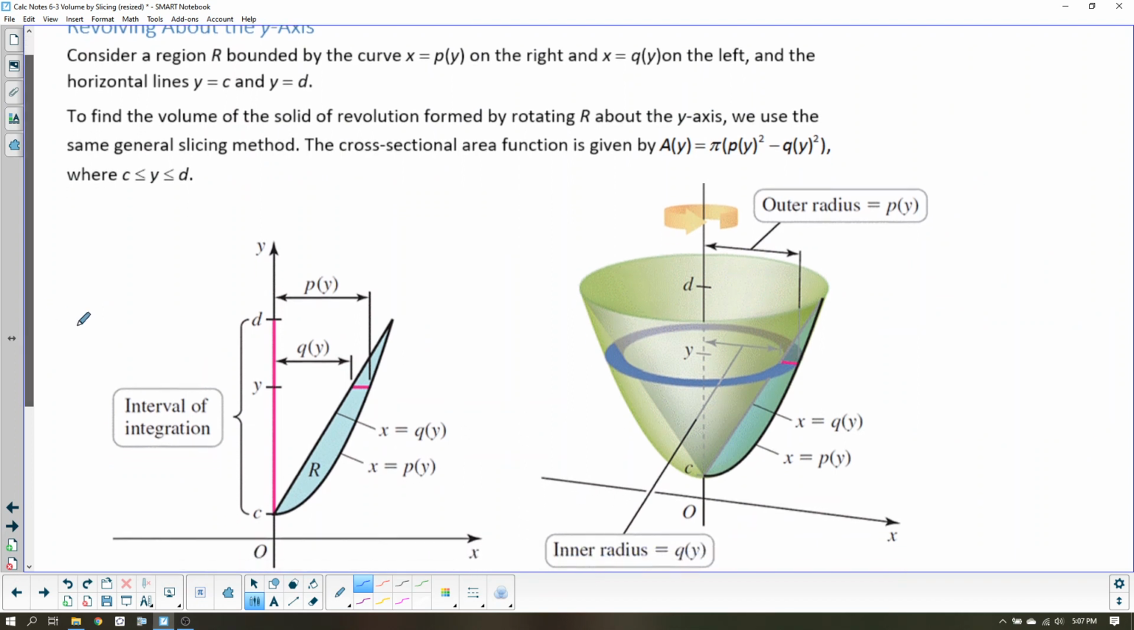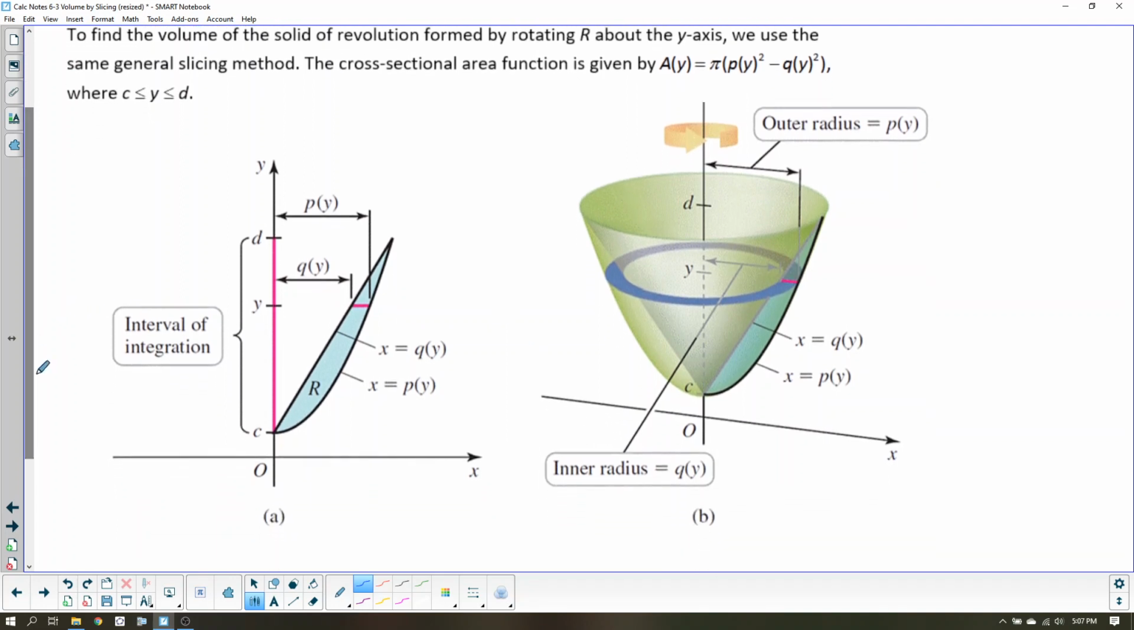Okay, so what if we want to rotate a shape around the y-axis instead of the x-axis? Well, it's basically going to work the same way. We're just going to integrate with respect to y. So if we look at the picture here, I have two functions, q of y and p of y. We want to rotate them around the y-axis. So that means our cross-sections are going to be perpendicular to the y-axis. When we rotate it around, we're going to get a washer here. And the washer itself is generated by that segment, which, notice, is perpendicular to the axis of rotation. That is an important fact.